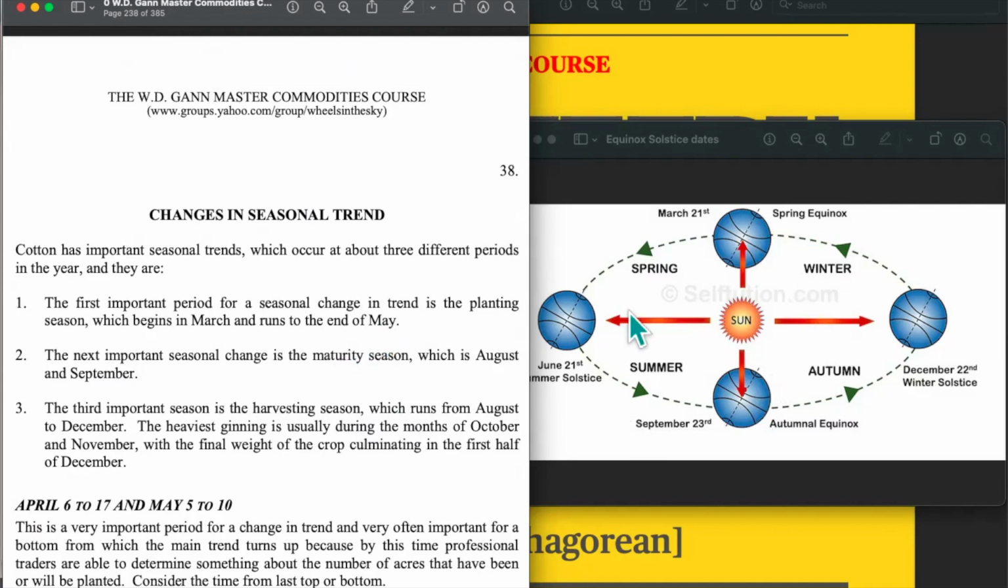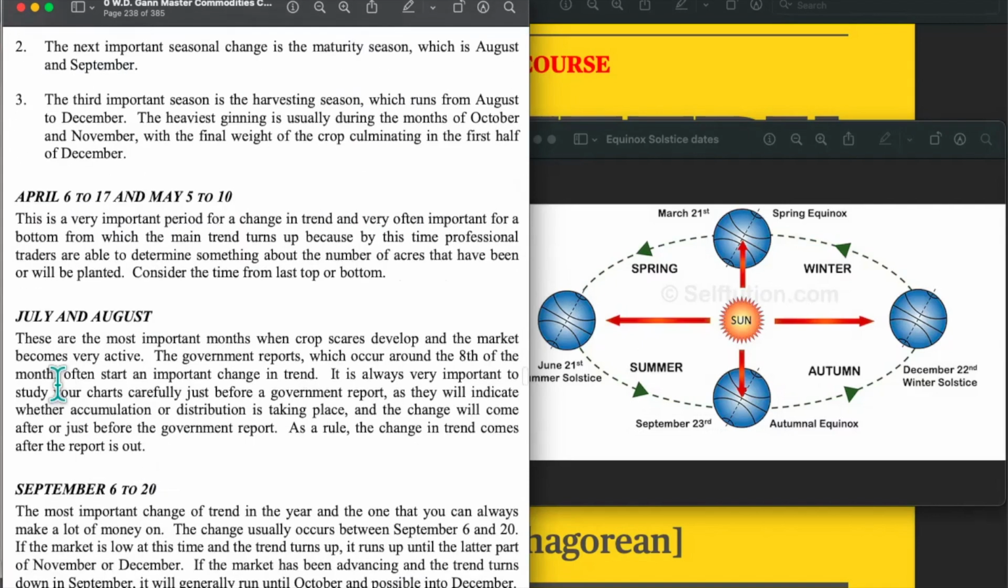Why? Because then we'll be able to see the changes in the trend, especially for commodities, because based on the seasonal changes, you can also make your buying and selling decisions, depending on how the crop has been, how the rains have been, because the rains generally come down in the month of July, August. So once you have those reports, you'll find the change in trends comes after the report is out.